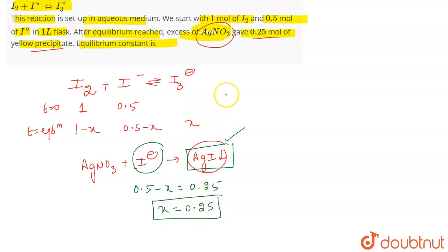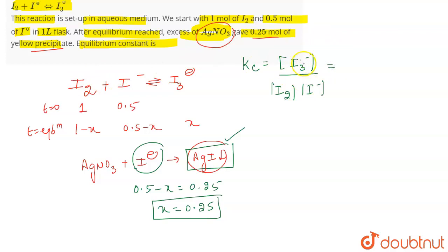Now you have to find out the equilibrium constant for the reaction, right? So that will be concentration of I3 negative, that is the concentration of the product, over the concentration of the reactants, that is I2 and I negative, each raised to the stoichiometric coefficients, but the stoichiometric coefficient is 1 in all the reactants and the product, right? So this will be the expression for Kc.